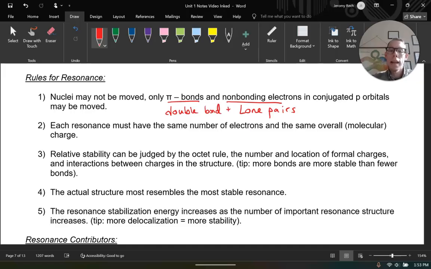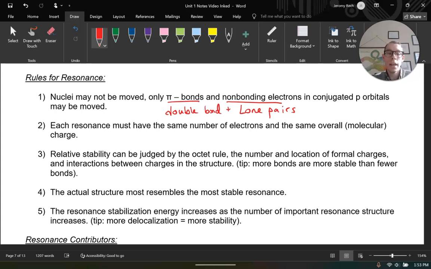In general, there's going to be a handful of different considerations we're going to make. The first and most important is going to be full octets. If you can get a full octet, that structure is going to be a lot more stable than one that doesn't have a full octet. And when you think of a carbocation, a carbon with a positive charge, that's a structure that does not have a full octet. So generally, we're going to try to move that positive charge off of that carbon and onto something else, like a nitrogen or an oxygen.